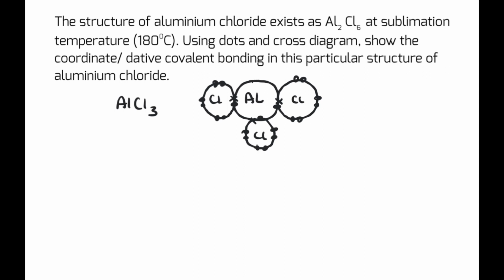Now, in this particular molecule, everything at first looks good. However, if you notice carefully, aluminium only has 1, 2, 3, 4, 5, 6 electrons in total, which means that it is electron deficient, delta positive. So it can easily form a dative bond with another AlCl3 molecule in such a way that it now has 8 electrons.